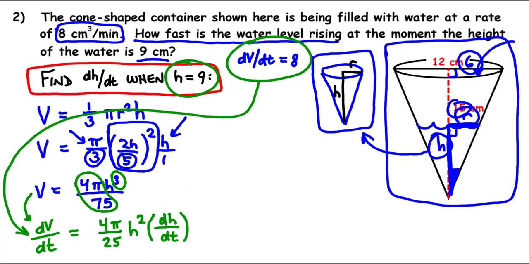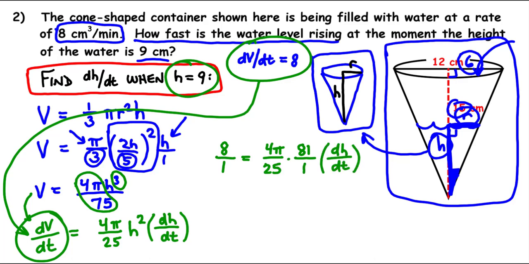As I said, the dv dt over here on the left-hand side is going to be 8. I'm going to write that as 8 over 1 since I have other fractions. And that's going to be equal to 4 pi over 25 times h squared, remember h is 9, so that's going to be 81, and finally, dh dt, which I am trying to find.